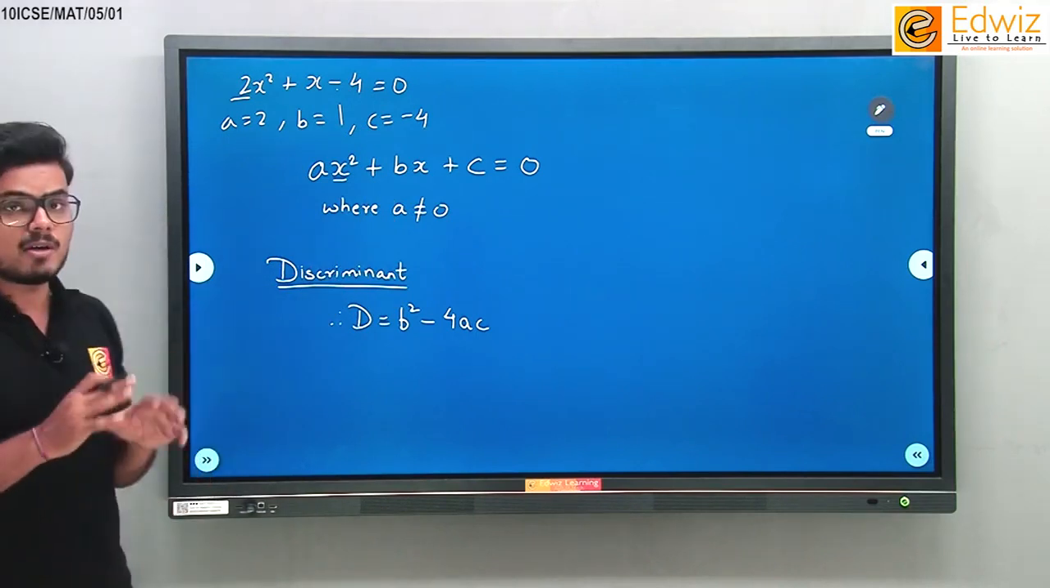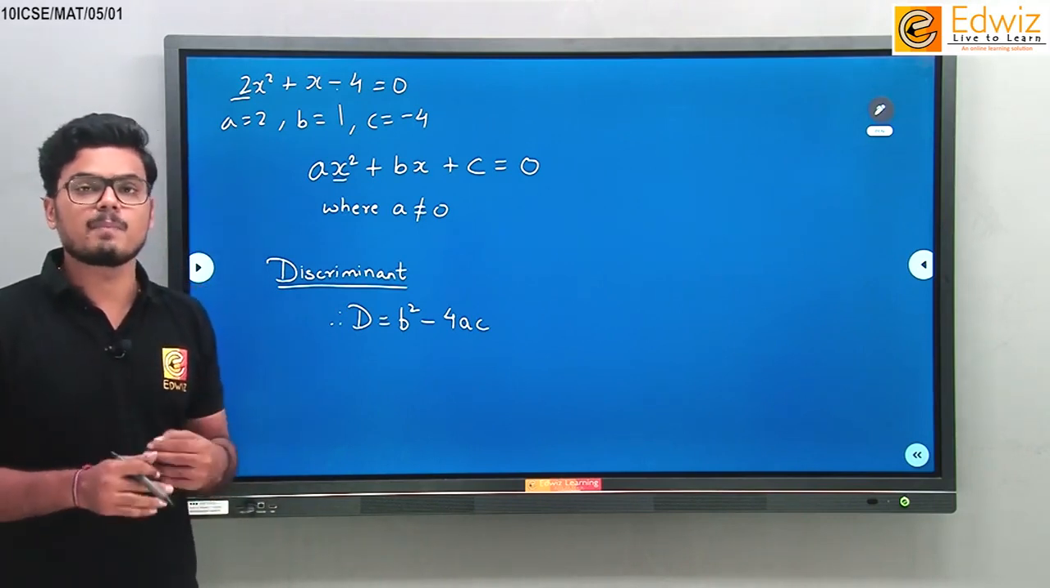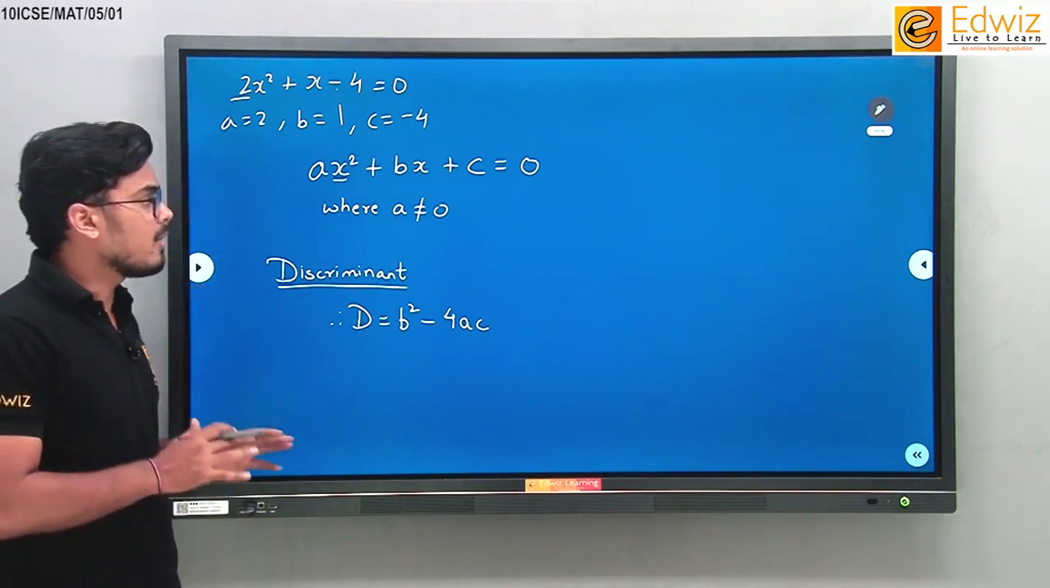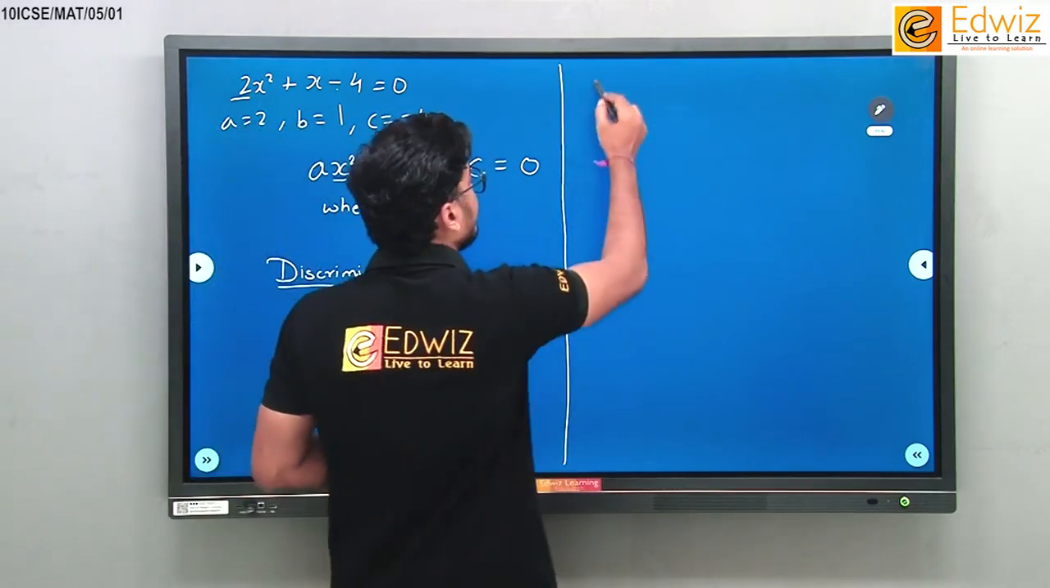Now, we are not going to immediately start solving the quadratic equations, correct? The solving part will come a little bit ahead. For now, let us just try to understand something called the roots of a quadratic equation.